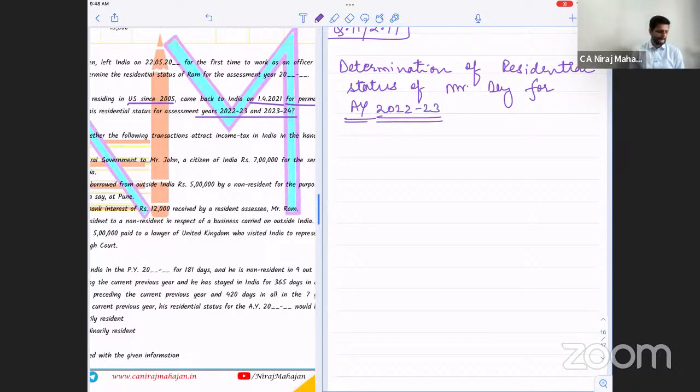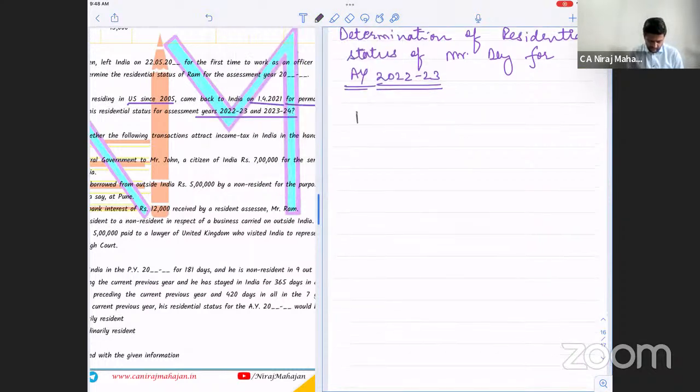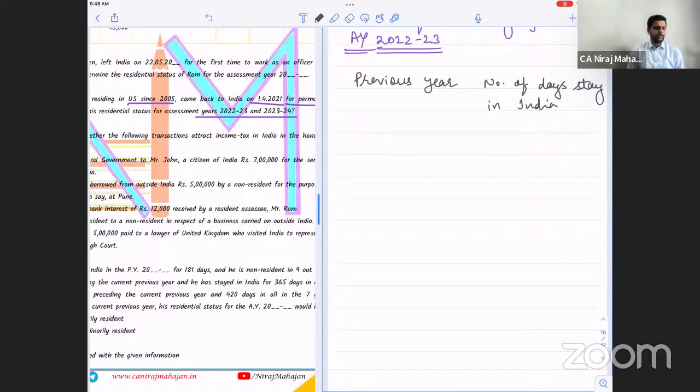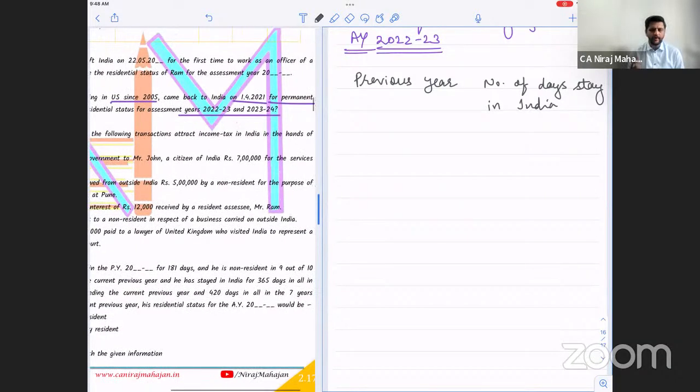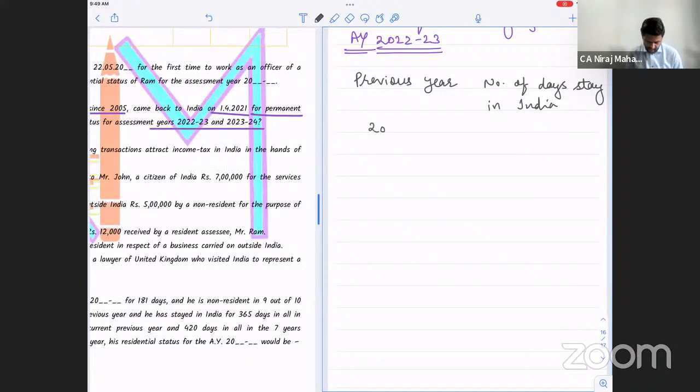Again, whatever number of years we know, that much we can quickly write down. Previous year and number of days stay in India. Correct? Now, if at all you want, I'll give you all the years together itself. Because they're asking you for AY 23-24, that means PY 22-23. For PY 22-23, tell me the number of days stay in India.